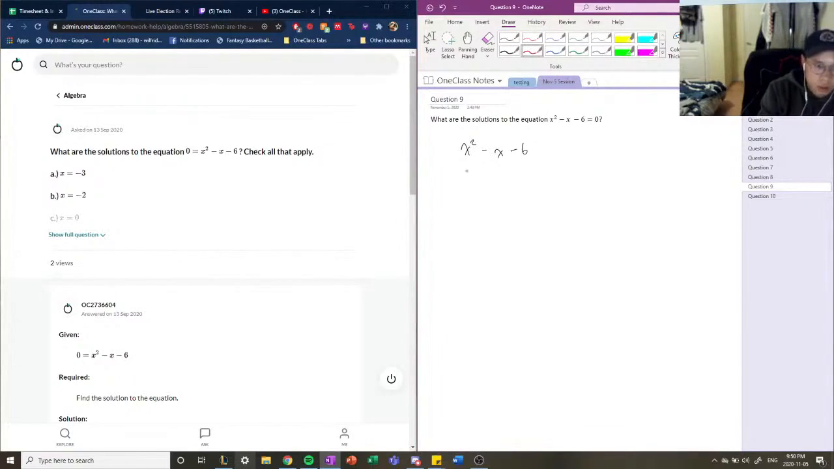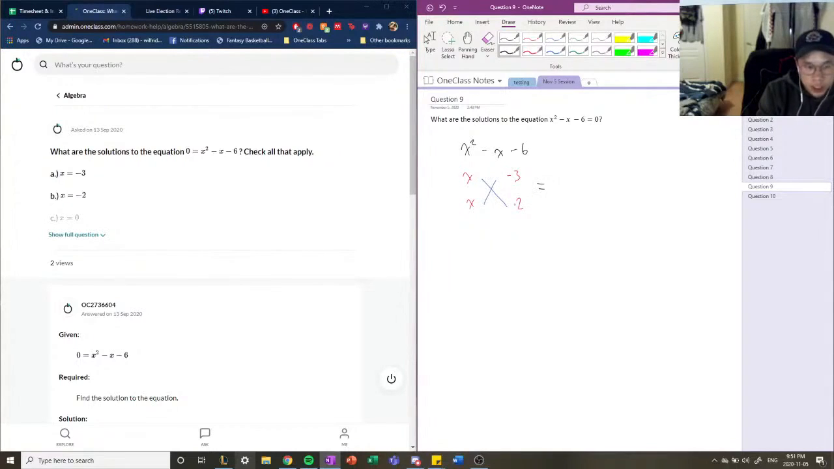So x times x. What about negative 6? What are the factors of negative 6? The factors of negative 6 are either negative 3 times 2, or the other pair is 2 times negative 3. We're going to pick negative 3 times 2. Okay, now here comes the cross multiplication. You want to multiply this and this together, and you want to add these two products together.